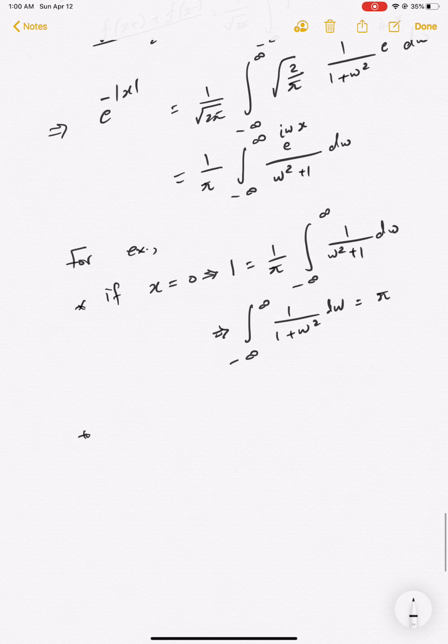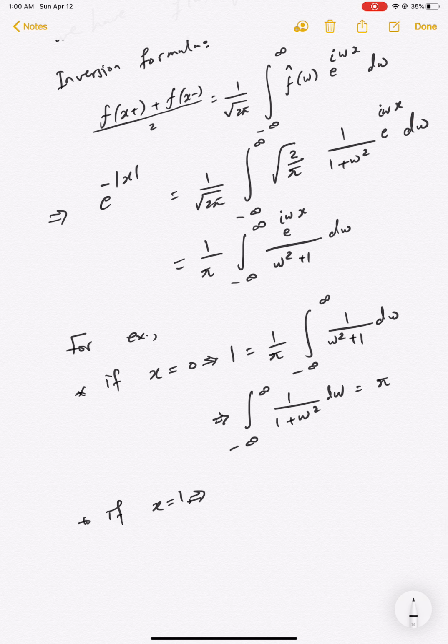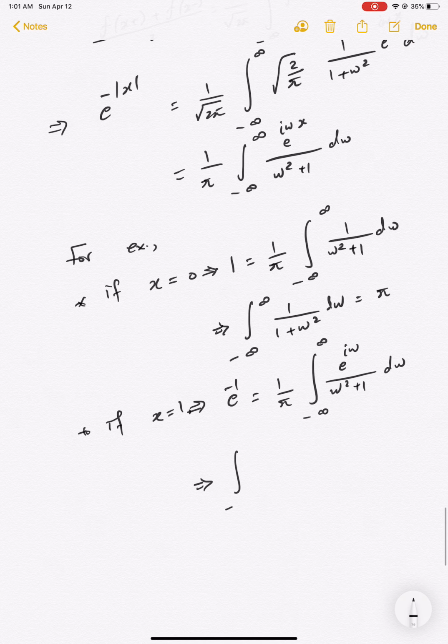But what about if you say, okay, let's try the 1. What does the 1 give you? If you substitute 1 into the left, you get e to the negative 1. You substitute it to the right, you get 1 over pi integral from negative infinity to infinity e to the i omega, because x is 1, over omega squared plus 1 d omega. So basically, what you found is that the integral from negative infinity to infinity is pi e to the minus 1.